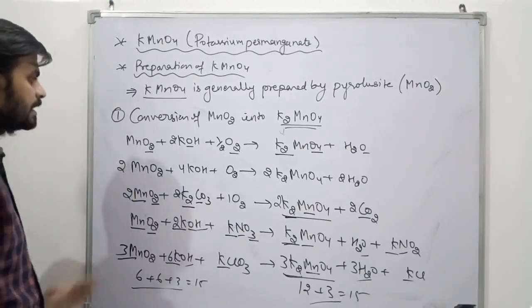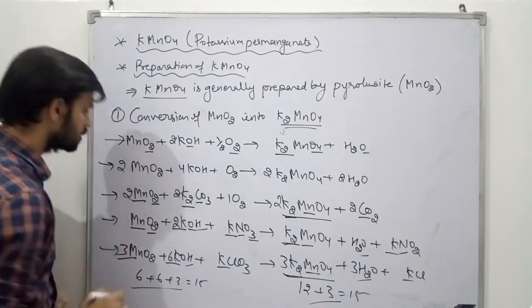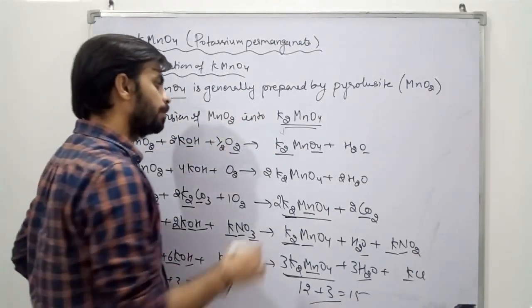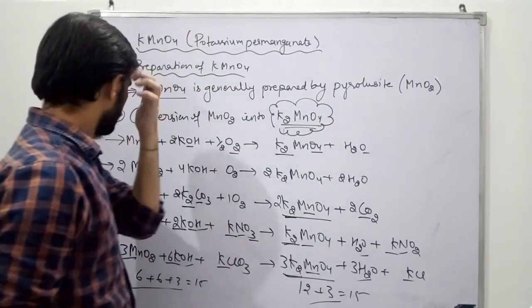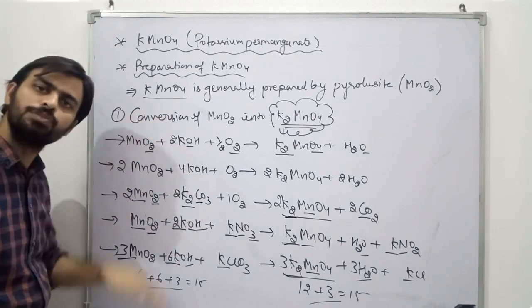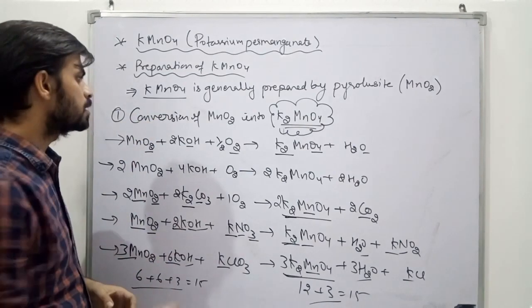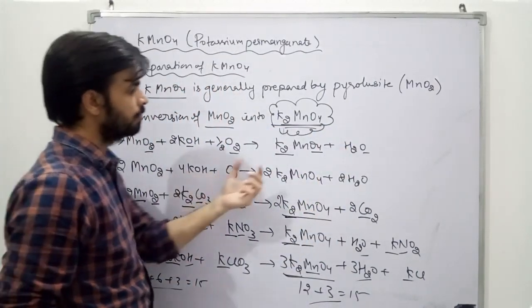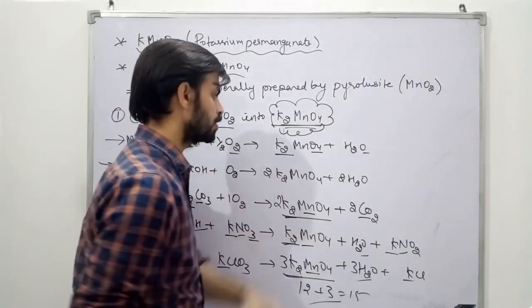So by these 5 reactions, we can convert manganese oxide into potassium manganate. You can use any reaction. In the first step, our aim is to convert manganese oxide into potassium manganate, and we have done that.